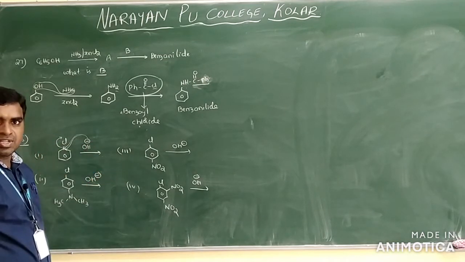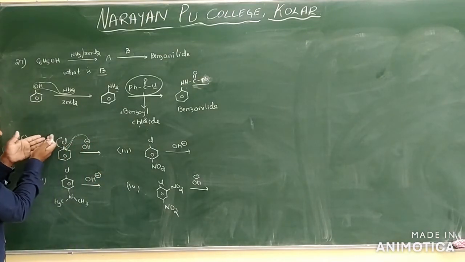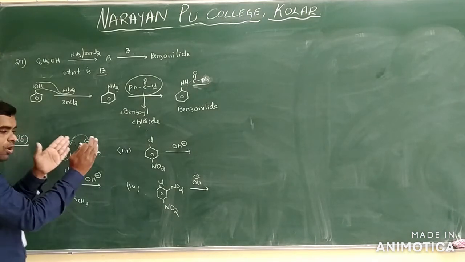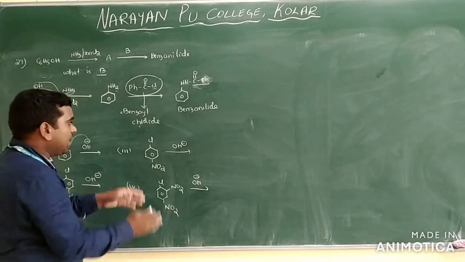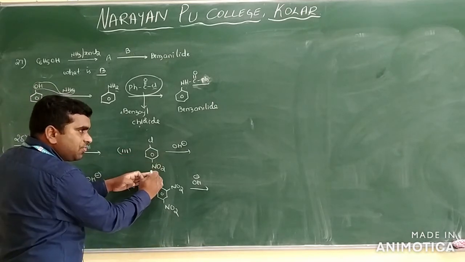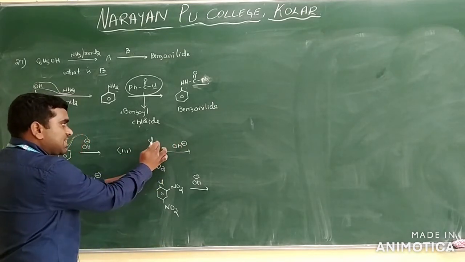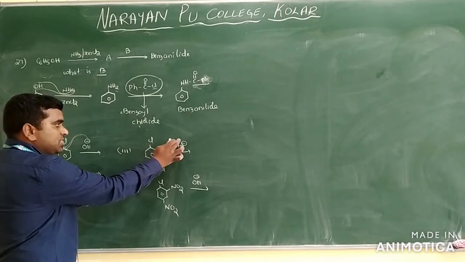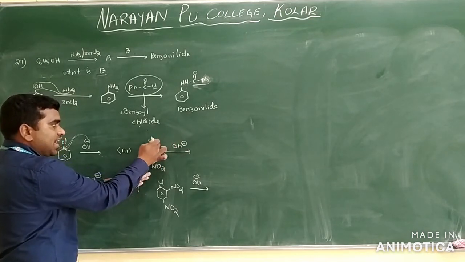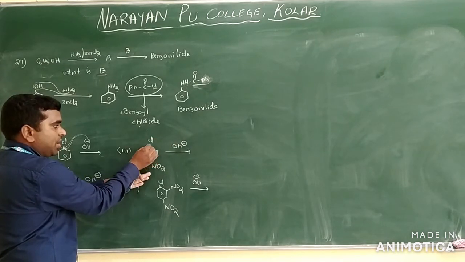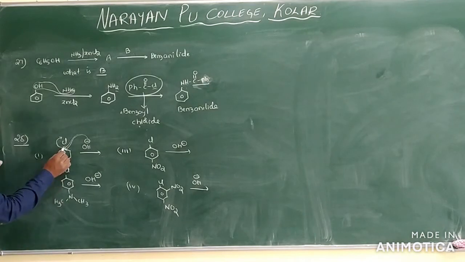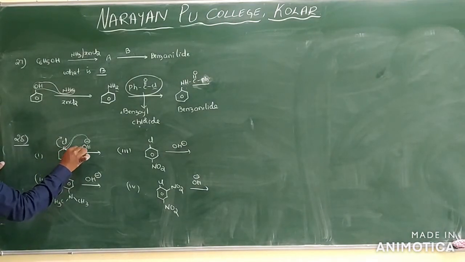There will be repulsions. To replace the chlorine, we have to decrease the electron density on the benzene ring. If the electron density on the benzene ring decreases, the OH minus ion can easily come, because with less electron density there are fewer repulsions. Then OH minus attacks this benzene carbon and chlorine will be removed. That is the process. Clear? But otherwise repulsions will be there.